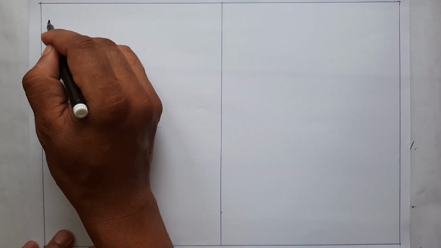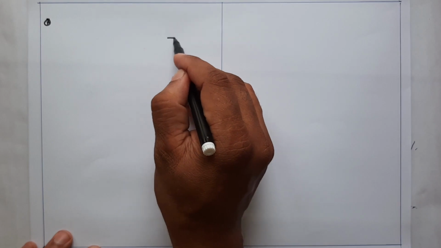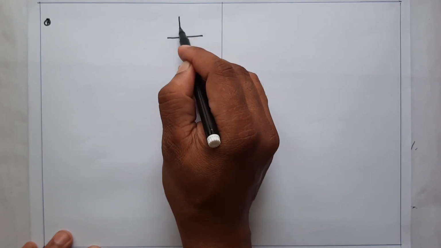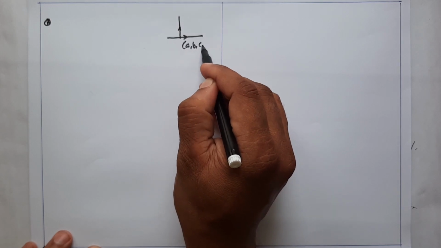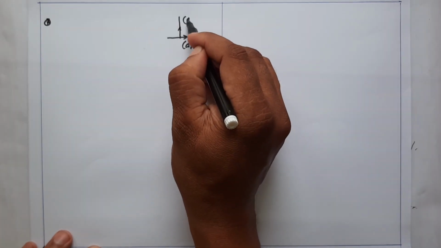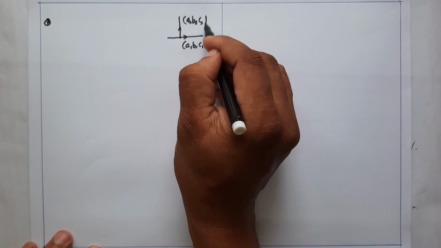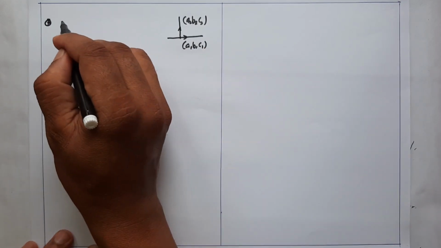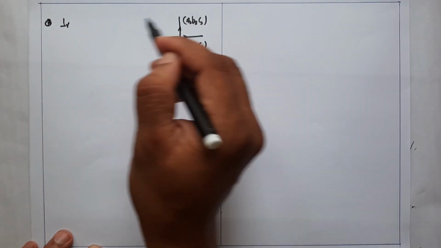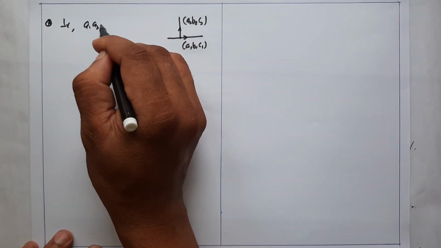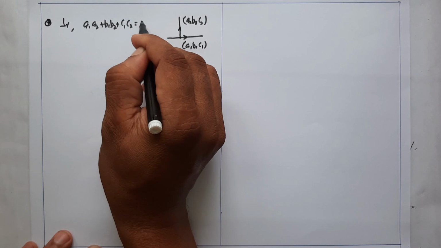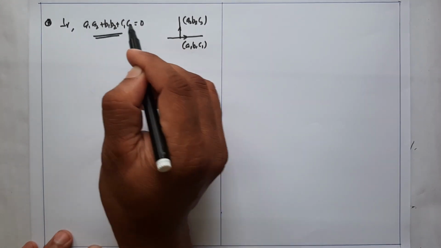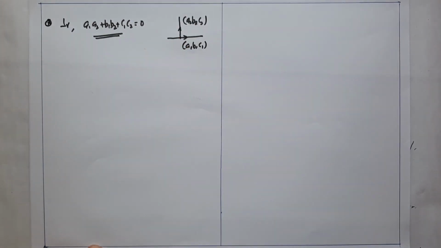Next point is two vectors whose direction ratios are given. The first vector direction ratio is a1, b1, c1, and the second vector direction ratio is a2, b2, c2. What is the condition for perpendicularity? That is, here a1 a2 plus b1 b2 plus c1 c2 is equal to 0. The condition is a1 a2 plus b1 b2 plus c1 c2 equal to 0.